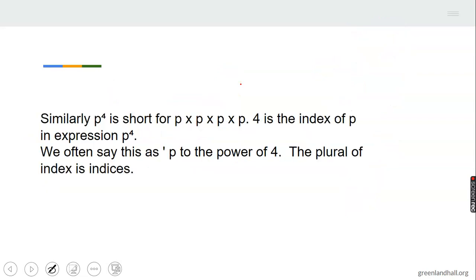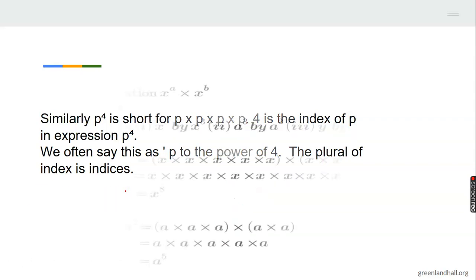Now, similarly, when you have P in 4 places, 4 is the index of P in the expression P raised to power 4. We often say P to the power of 4, that is P raised to power 4. The plural of index is indices.